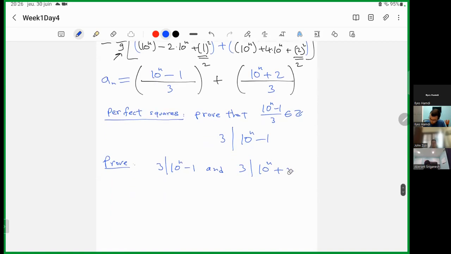What do you guys think about those two divisibilities? Are they clear? Are they not clear? Is it easy to prove? I'll let you tell me why those two divisibilities are correct. I give you 10 seconds for this. So what do you guys say?